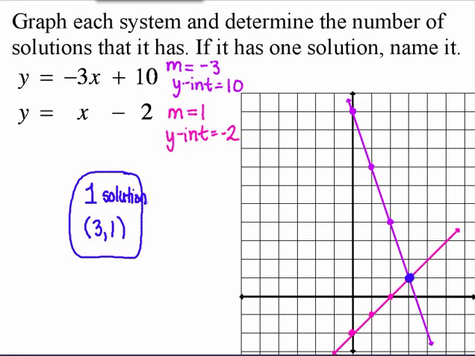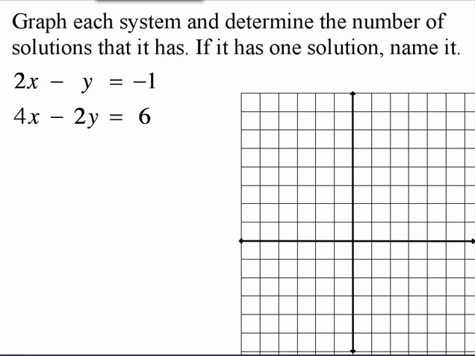Let's go ahead and look at the next one then. Ooh. What do you do on this one? Yeah, you're gonna have to do a little work first before we can actually go through and find this. So let's go ahead and subtract 2x on this first one. So I end up getting negative y equals negative 2x minus 1.